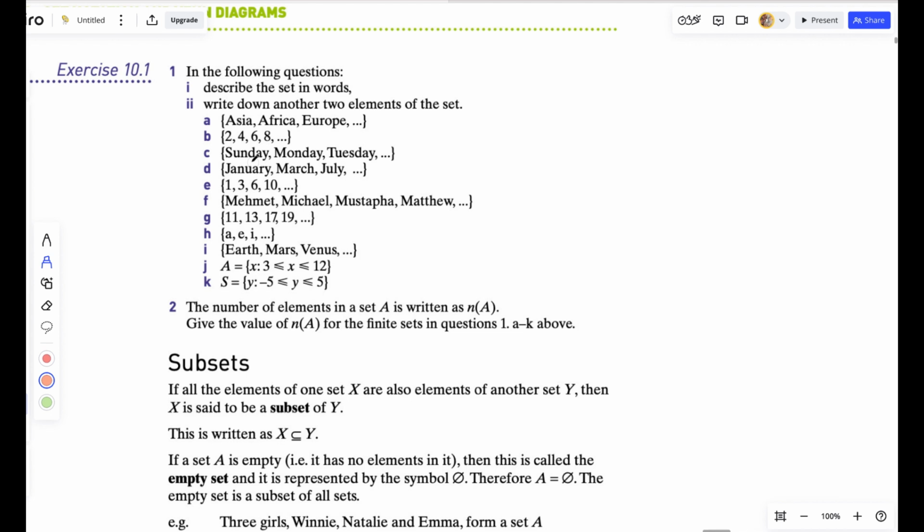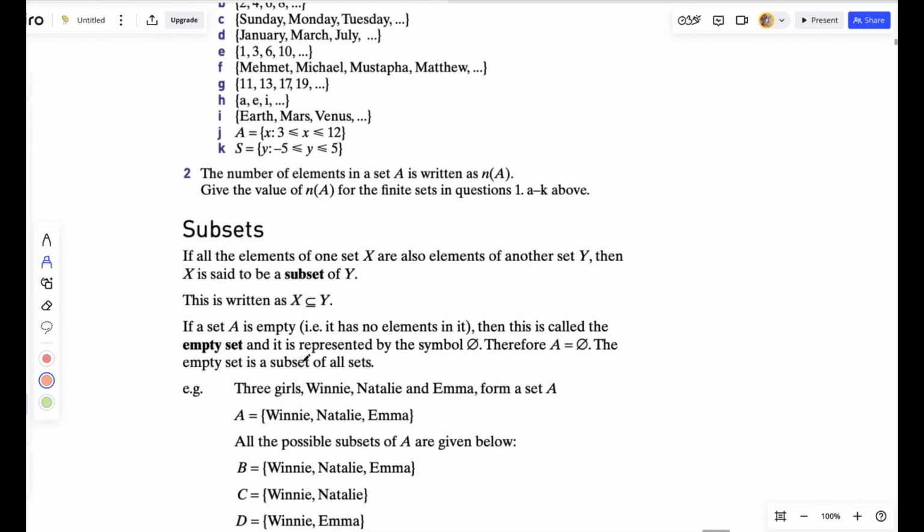These are days of the week. You see Sunday, Monday, and Tuesday. Days of the week. Write 2 more other elements. You can write Wednesday and Thursday and Friday, whatever. Is it finite or infinite? It's finite because there are only 7 days in a week. It's finite. So and so on. So you try. You pause this video and solve this question.